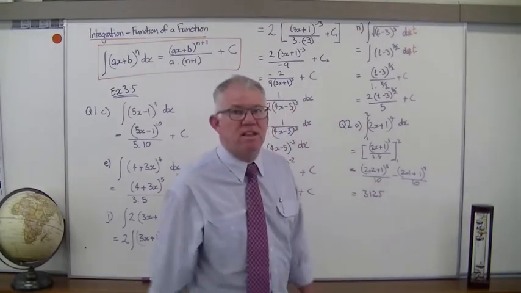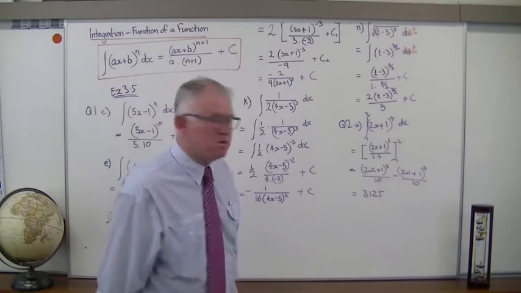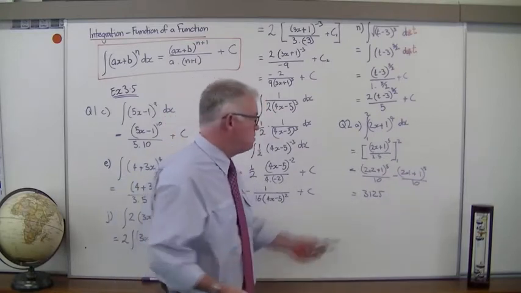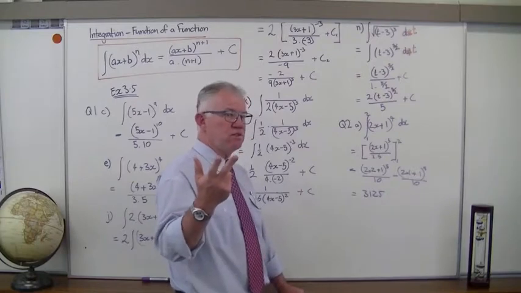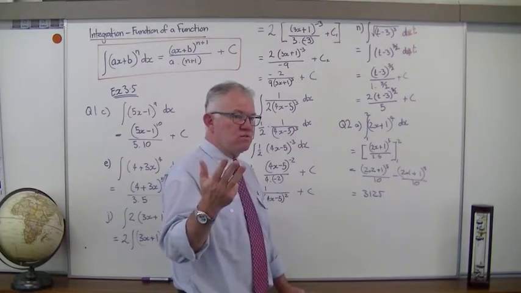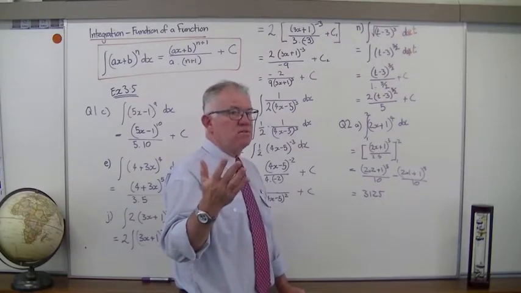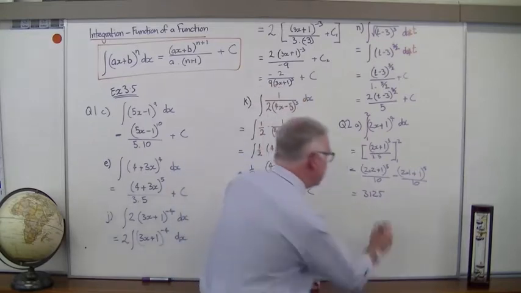3,125, I don't have a calculator on me, in my brain. Look, let's just hope that I'm right. But you get the idea, it's 5 to the power of 5. That's what we've got: 5, 25, 125, 625, 3,125. I'm pretty confident about that.